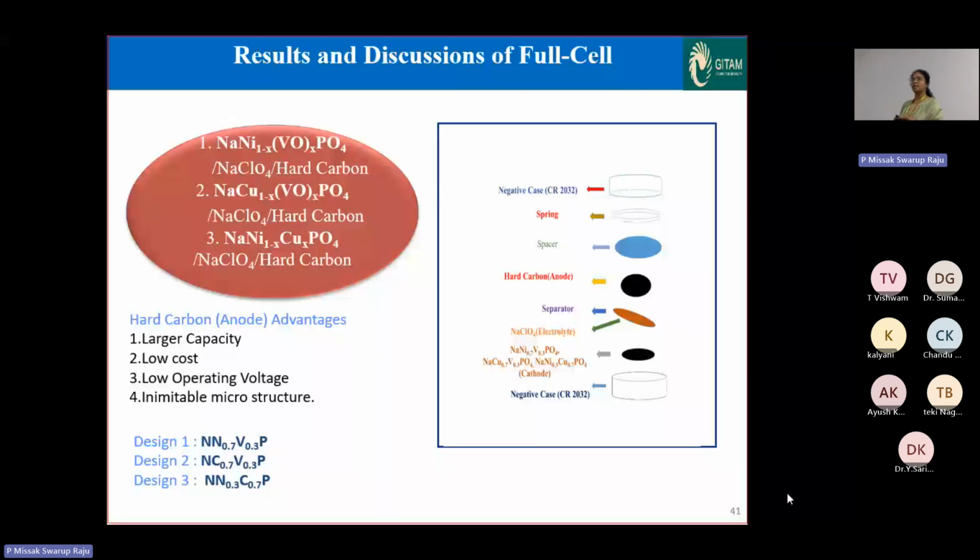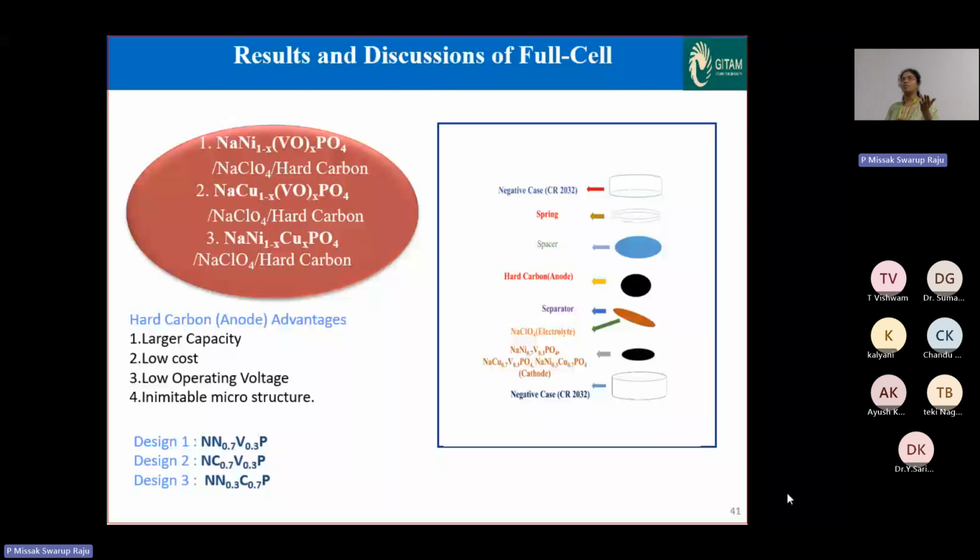Negative case, spring, spacer, and hard carbon, that is the anode material. Separator. The next one is the NaClO4 electrolyte. The first is the nickel cathode, the second cathode is copper, and the third cathode is the combination of nickel and copper. The last one is the negative case. So these are the labels indicating design 1, design 2, and design 3.